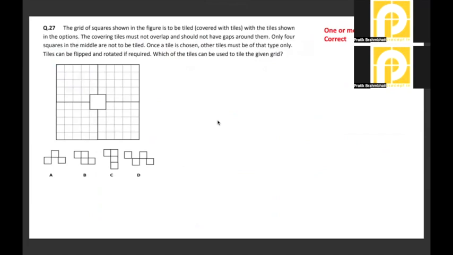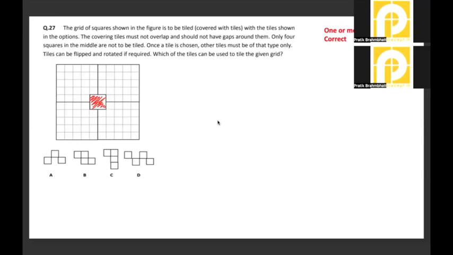So here you are given a grid of squares which are shown in the figure, which are to be tiled with the tiles shown in the options provided. The covering tiles must not overlap and should not have gaps around them. There should not be gaps and they should not overlap. Only 4 tiles, which are these 4 tiles in the middle, are to be not tiled. They are to be left open.